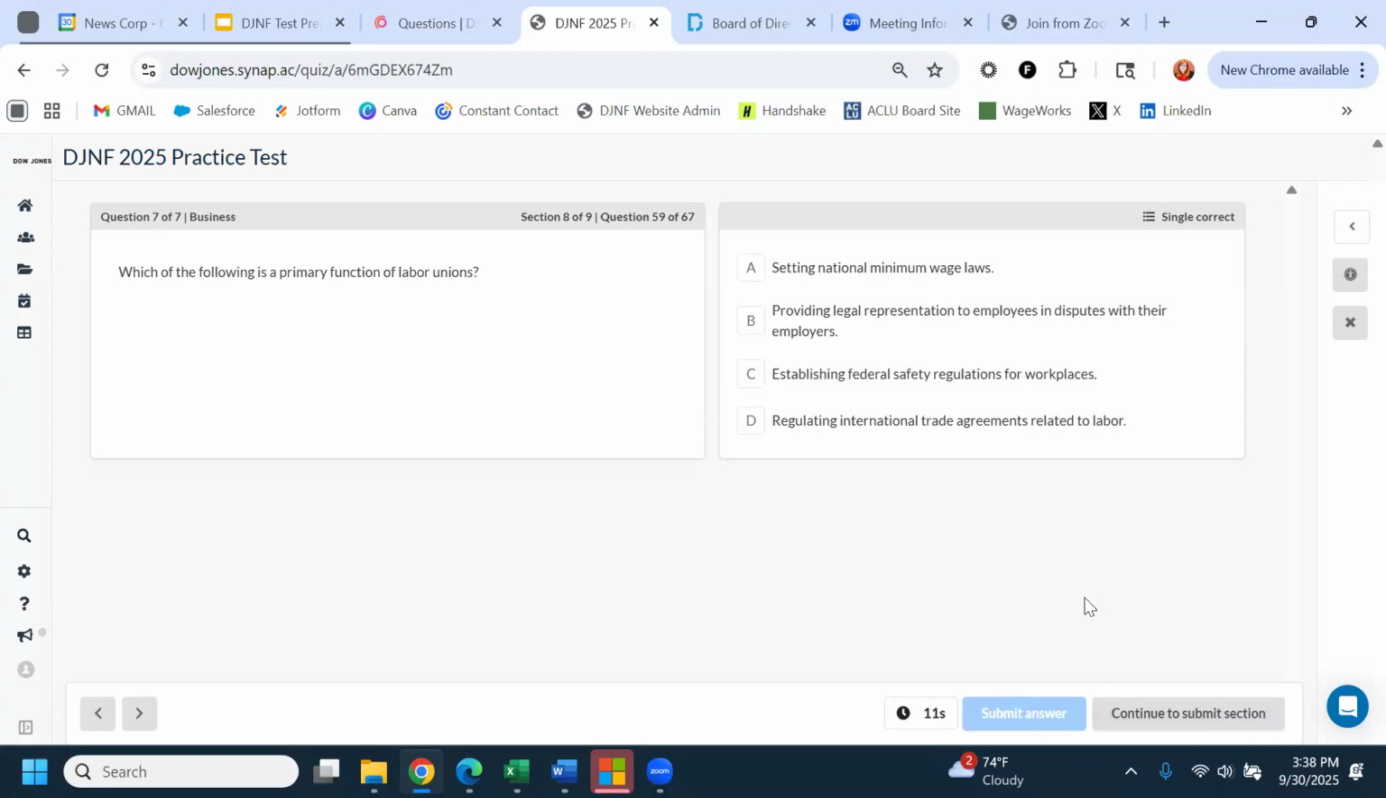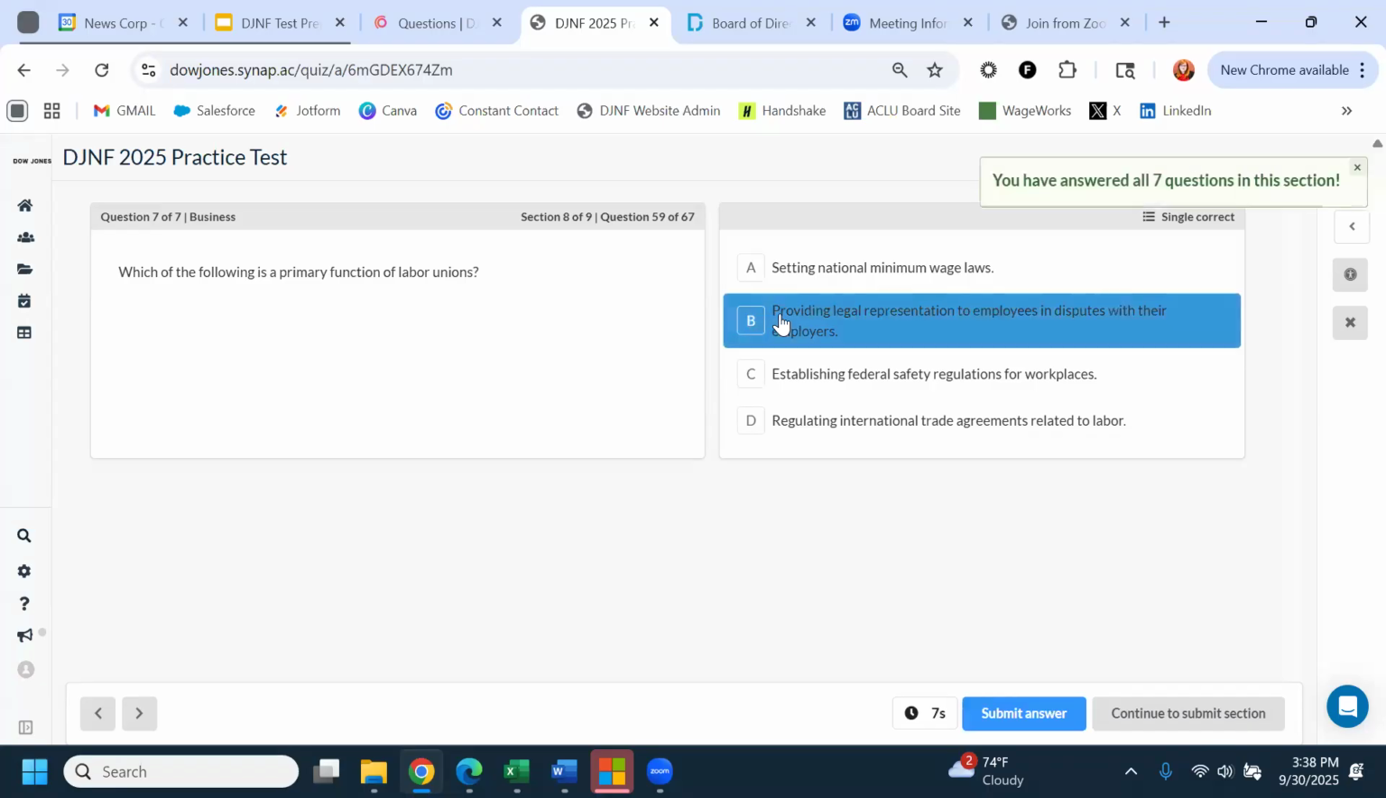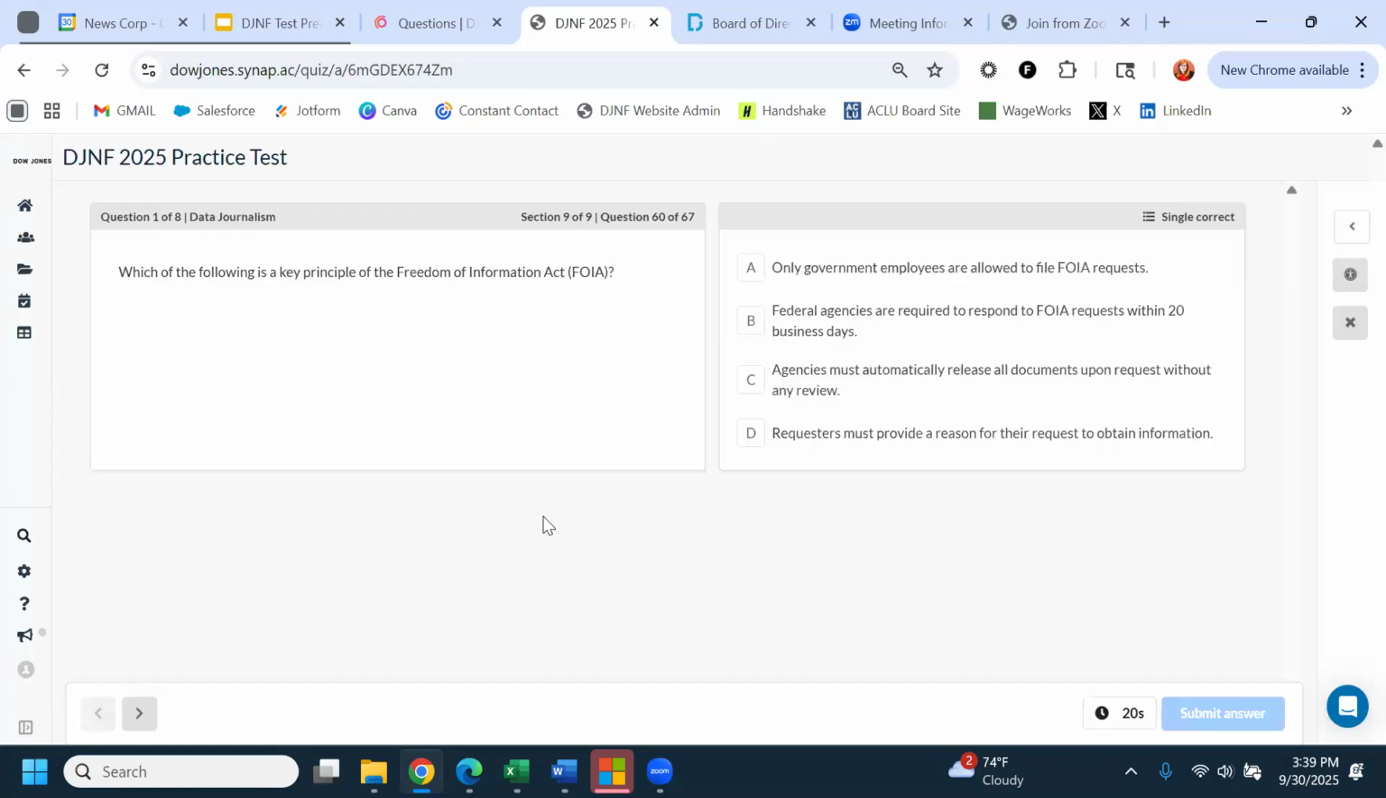The labor unions, they provide legal representation to employees in disputes with their employers. Okay, and we're going to submit the section. All right, last section. Data.